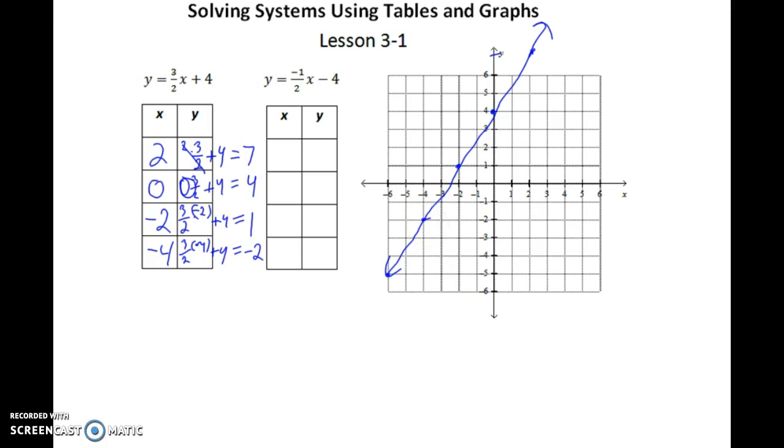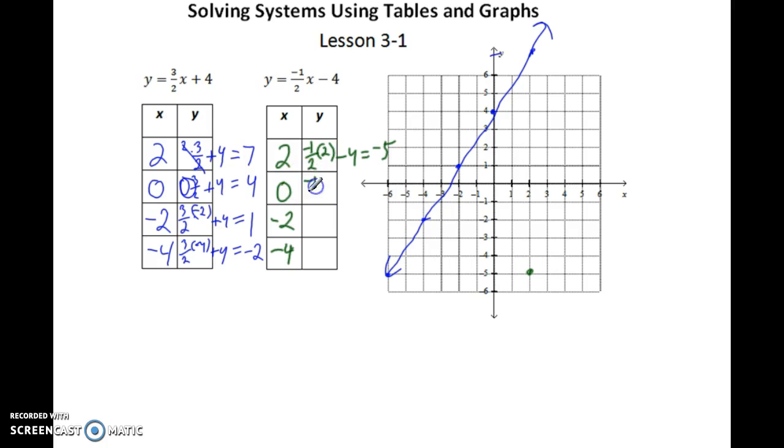And let's try the other one here. So let's plug a few of these in. Let's plug in the same points: 2, 0, -2, -4. Let's see what happens. If you plug in 2 here, we get -1/2 times 2 minus 4, which is -1 minus 4 is -5. So I have 2, -5. That's right down here.